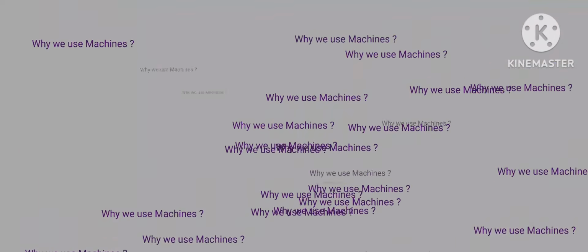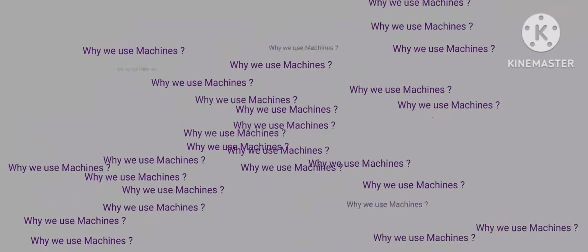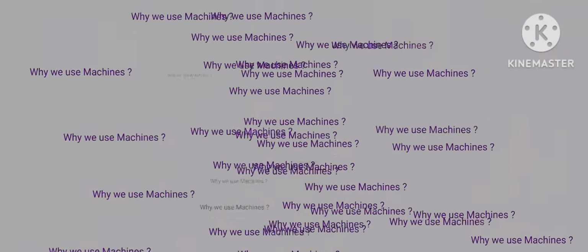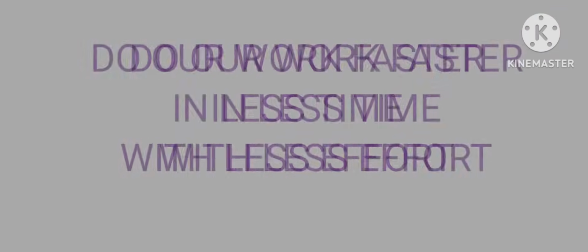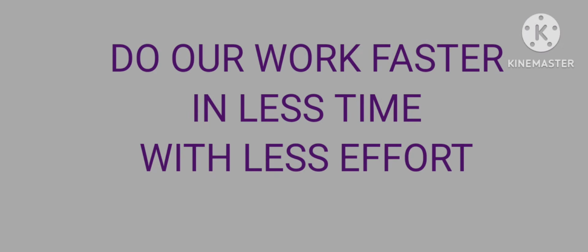There are certain tasks that we cannot do by ourselves. We depend on or need to give more effort to do that work. At that time we depend upon machines, and these machines or tools make our work much faster, and we can do it in very less time and with less effort. These are the main uses of machines.